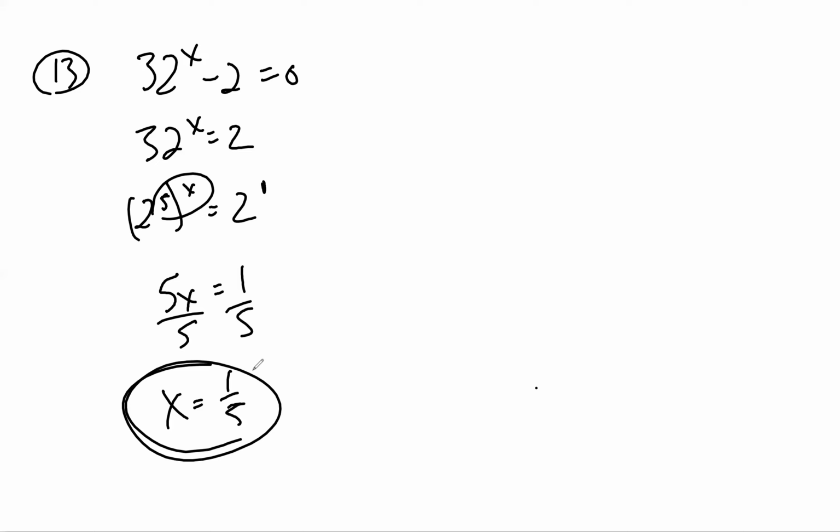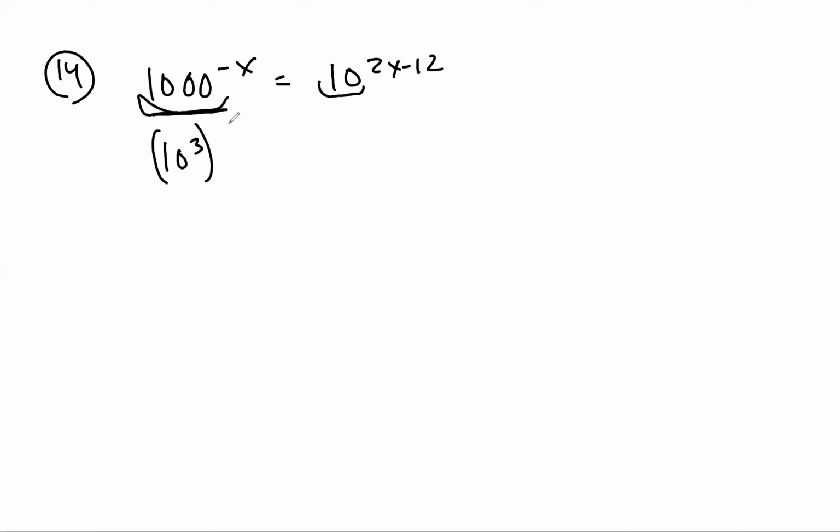All right, just a few more. Number 14. I have the number 1,000 raised to the negative x equals 10 to the 2x minus 12. All right, well, 10 is a good base. I can't break it down any further, so I need to somehow figure out how to turn the number 10 into 1,000. Well, turns out that that is 10 to the third, but that's still being raised to the negative x. I didn't mess with these guys, so I leave them alone.